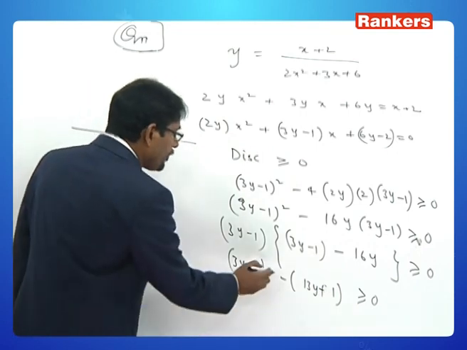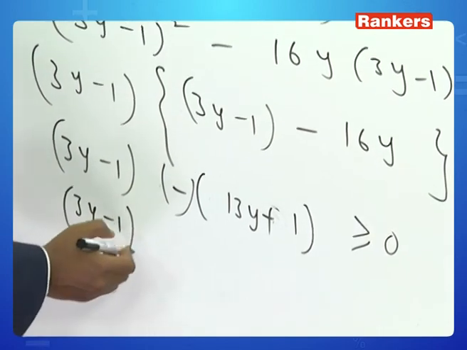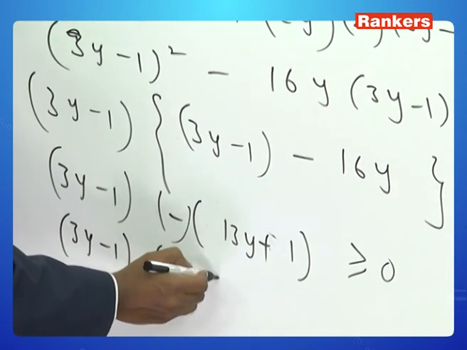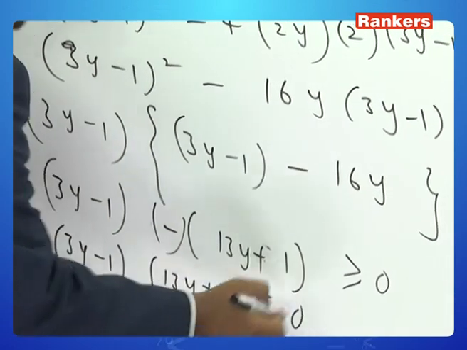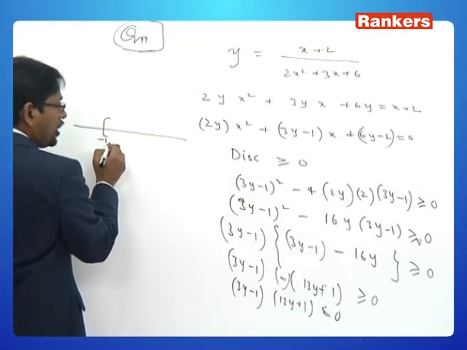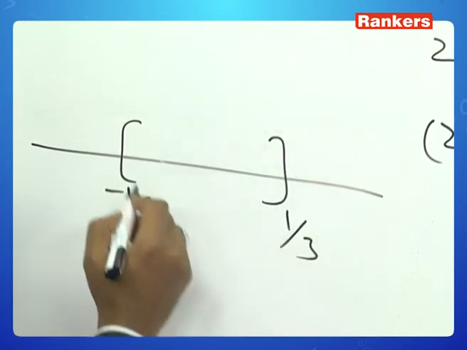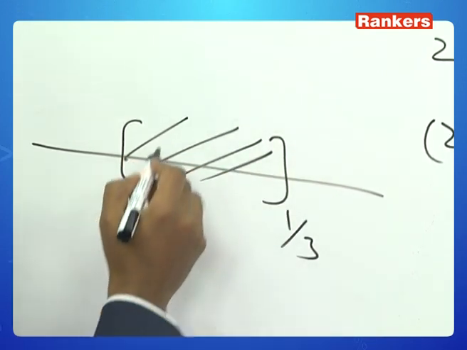So that gives me 3y minus 1 into 13y plus 1 less than or equal to 0. I am multiplying by minus sign. Y should lie between minus 1 by 13 and 1 by 3. So this is the range of y.